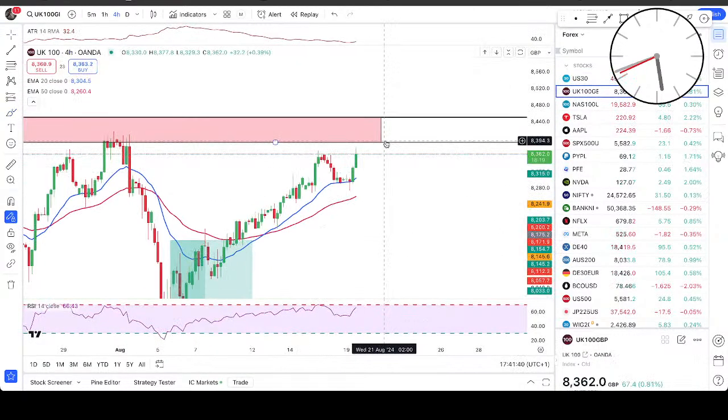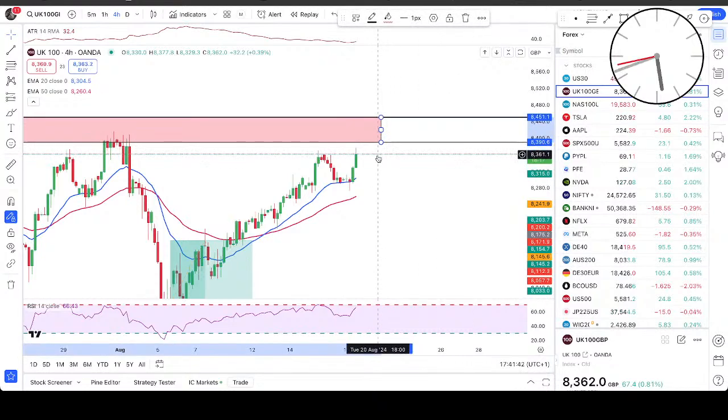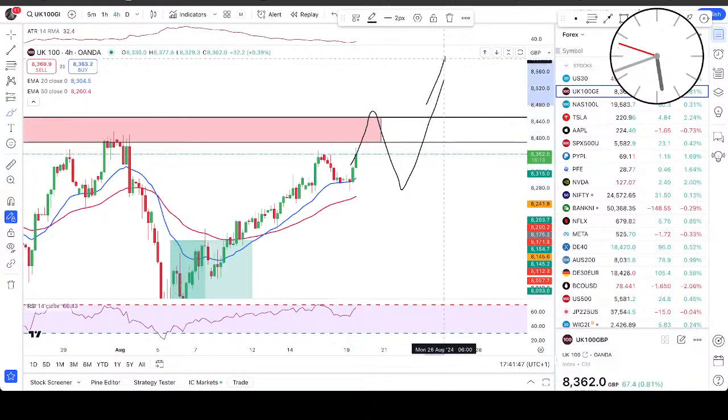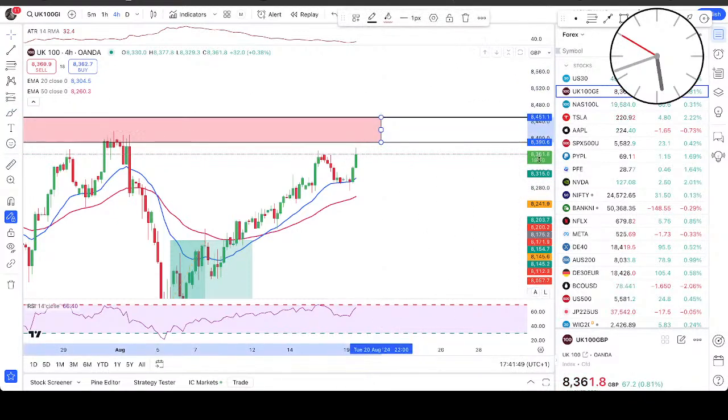UK 100 is about to hit a level of resistance. Not a very strong resistance, but a level from where we can expect some good pullbacks before the price will push up, which is 8390 to 8451.